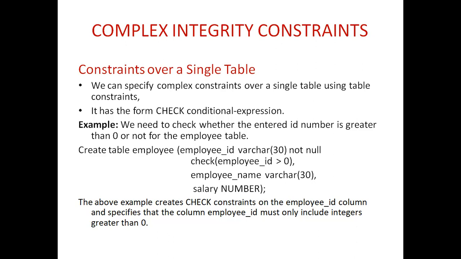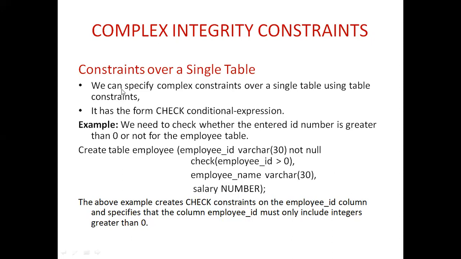In some cases we are supposed to give some set of rules or conditions so that the user cannot manipulate the data, right? They cannot change the table structure. So we are supposed to give in-depth rules. To give those in-depth rules, we have complex integrity constraints. Whatever topics we have in that, let us see one by one. First one is constraints over a single table. In general, integrity constraints were defined based on the columns. So first, let us see how we can define them over a single table.